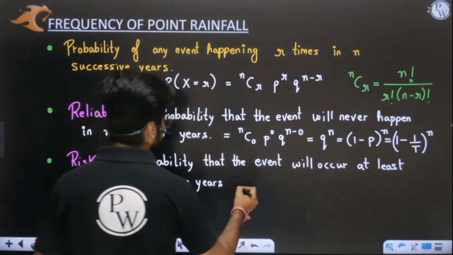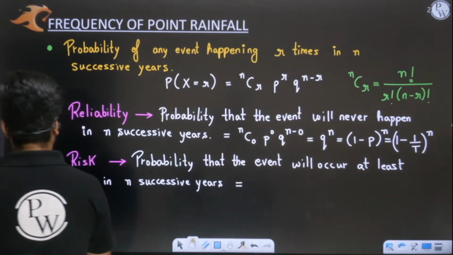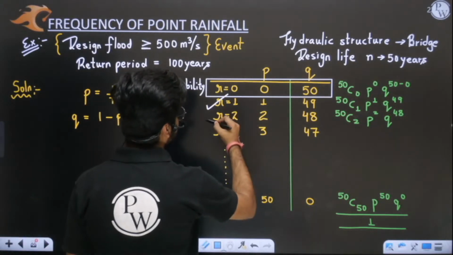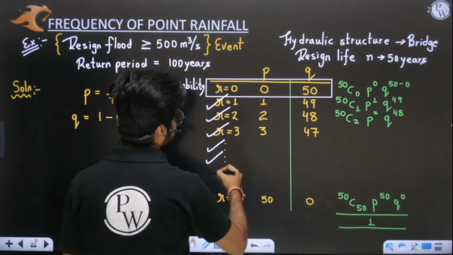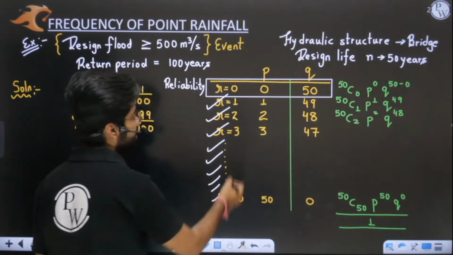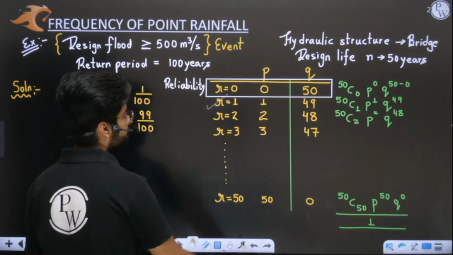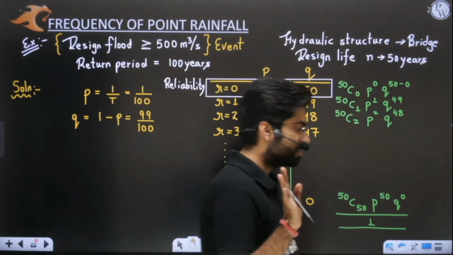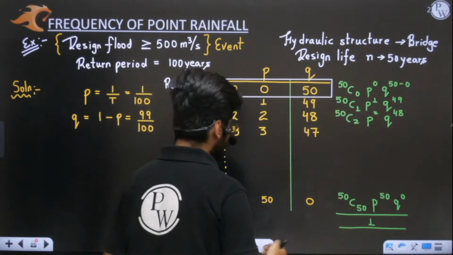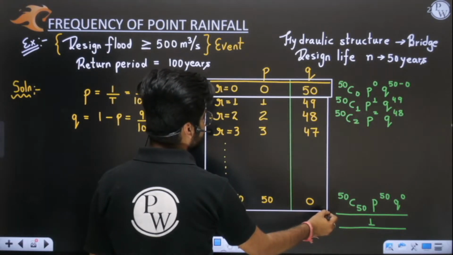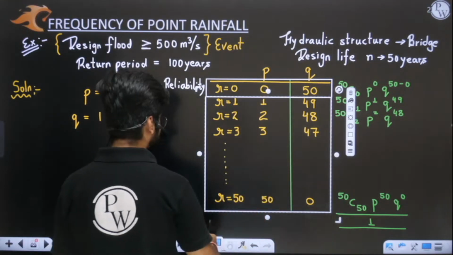And how will I evaluate its probability? If I want to evaluate it, I have to find the probabilities of all these cases and sum them up. But it will be a very tedious process. So what I will do here is sum up all these values. We have to find the sum of all these values.